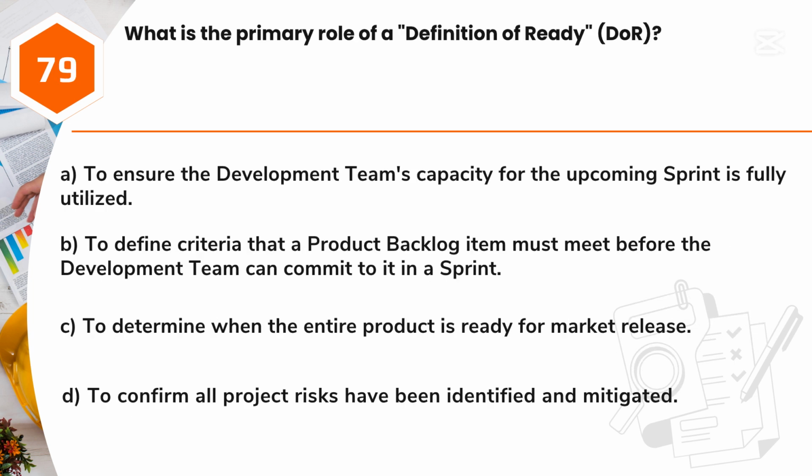Question 79. What is the primary role of a definition of ready door? A. To ensure the development team's capacity for the upcoming sprint is fully utilized. B. To define criteria that a product backlog item must meet before the development team can commit to it in a sprint. C. To determine when the entire product is ready for market release. D. To confirm all project risks have been identified and mitigated.